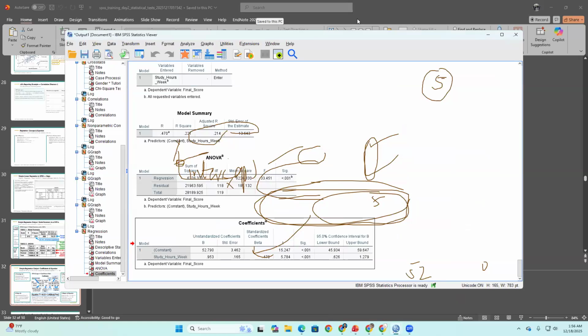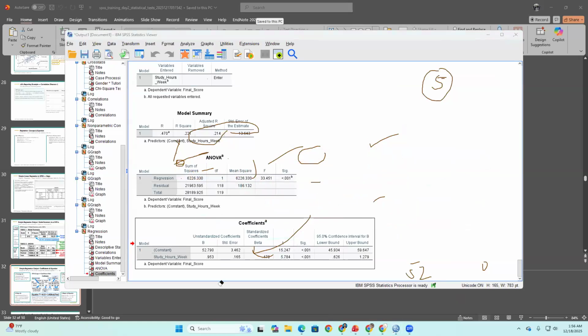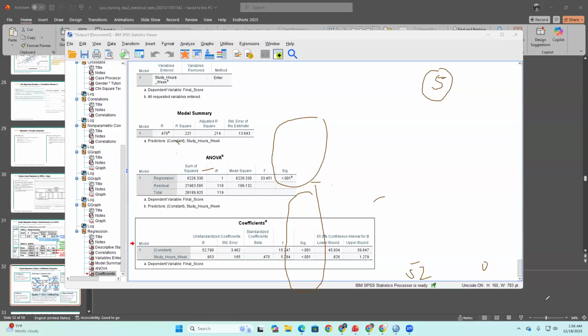Let me annotate this. Here is the p-value of the model. Can you write the p-value of the model in chat? This is the p-value of the model. Yes, this is statistically significant.